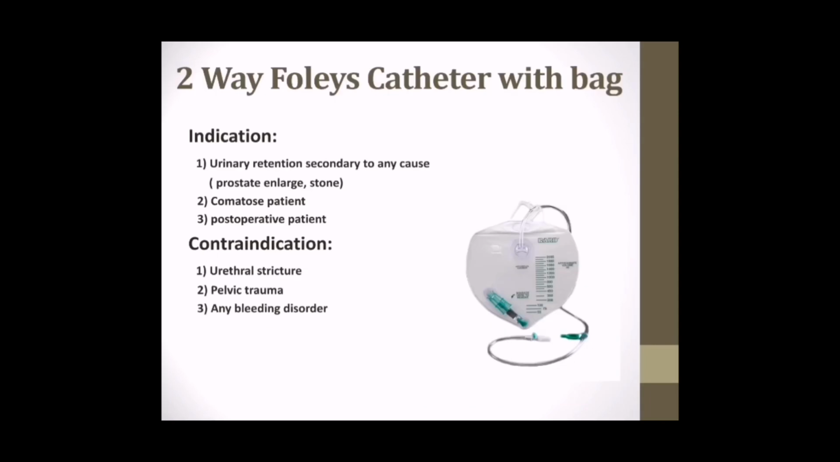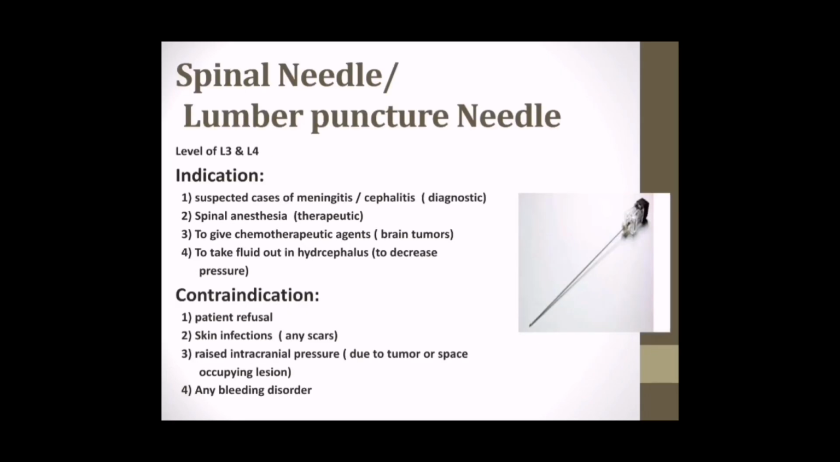Number 2, we have two-way Foley's catheters with bag. Indications of use are: number 1, urinary retention secondary to any cause like prostate enlargement and stones. Number 2, comatose patient. Number 3, post-operative patients. Contraindications: number 1, urethral strictures. We cannot use these instruments in urethral strictures, pelvic trauma, or any bleeding disorders.